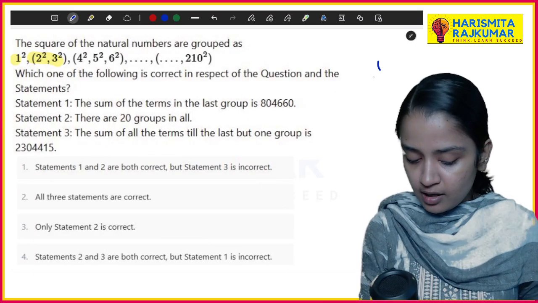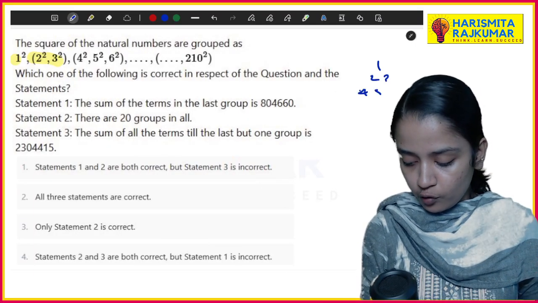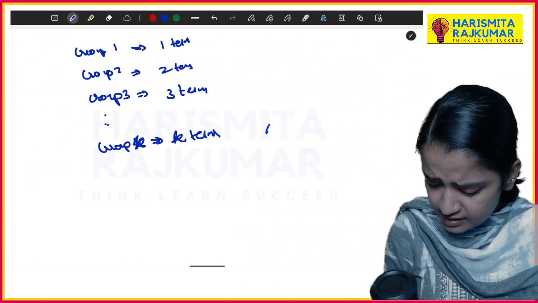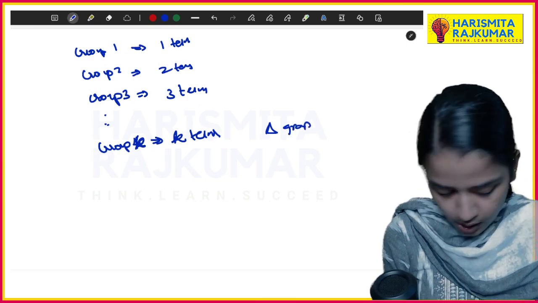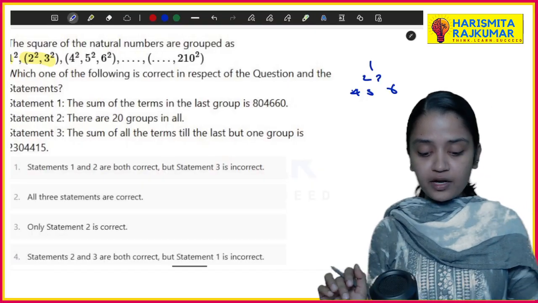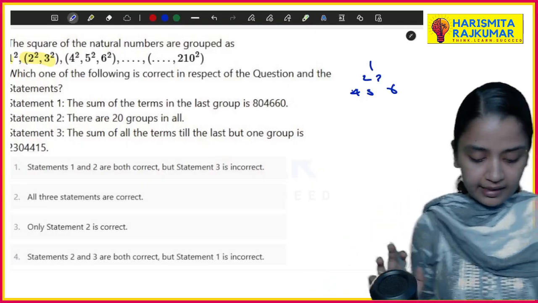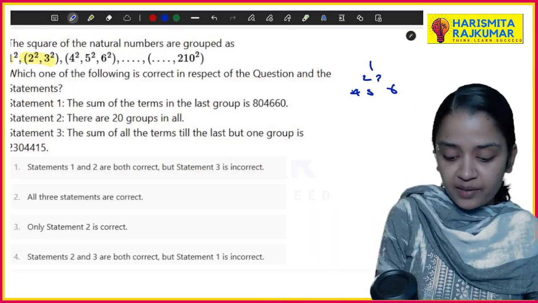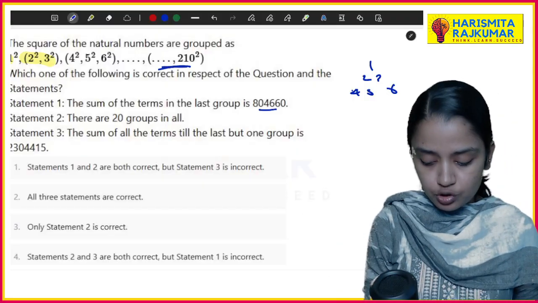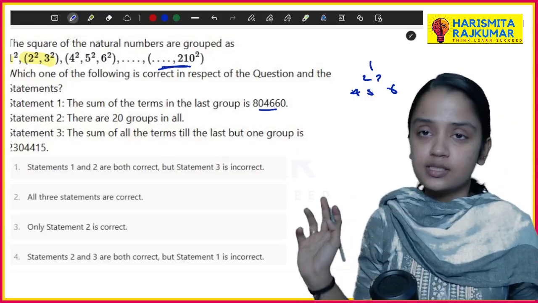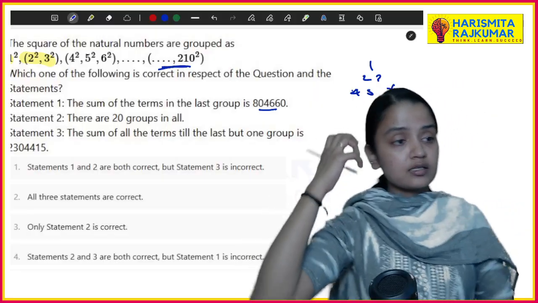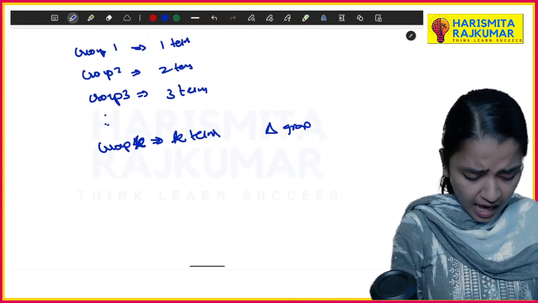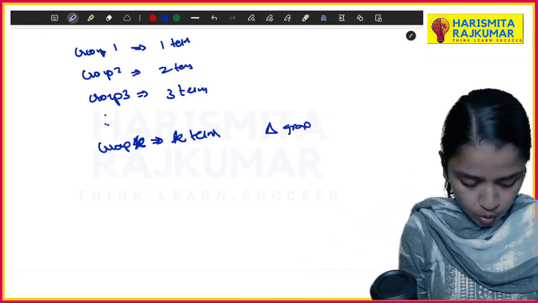What they say, 1, then 2, 3, then 4, 5, 6, is nothing but a triangular grouping. Now, what is the question? You have to find which is the correct answer. Statement 1: the sum of the terms in the last group should be 8,04,660. You have to say whether it is true or false. So, the last square, which is the kth group, right?